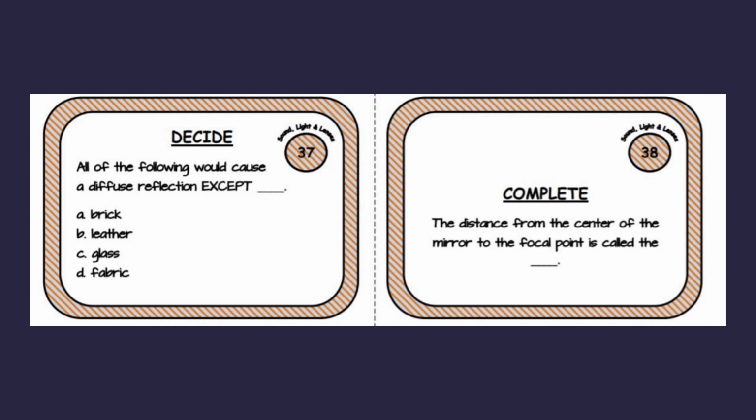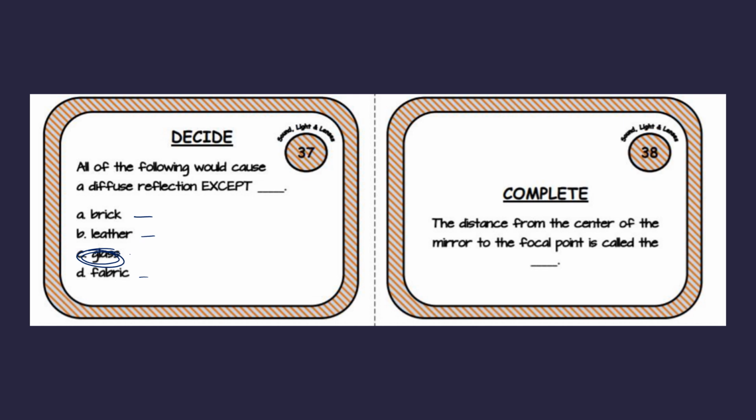All the following would cause a diffuse reflection except what? So brick would, leather would, like if a shiny black leather jacket is going to reflect some light. Glass could, if it's broken glass, I guess, but glass really would not. Fabric, I think, would probably absorb most of it, but if you had some fabric that could reflect, it would, because it's kind of rough, especially if you don't have it laying flat.